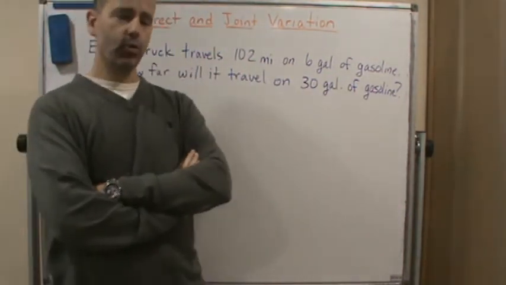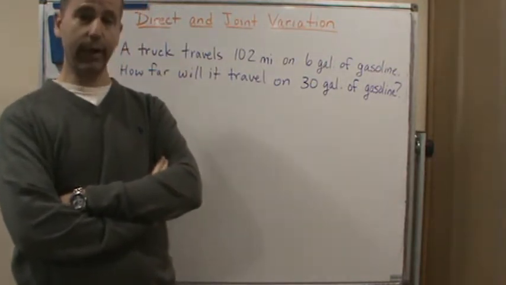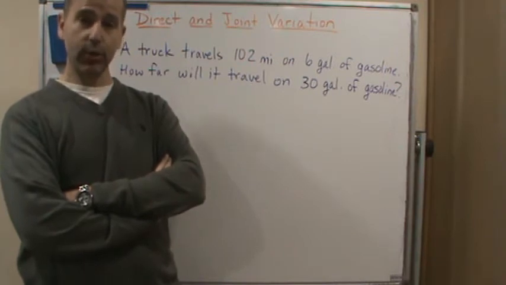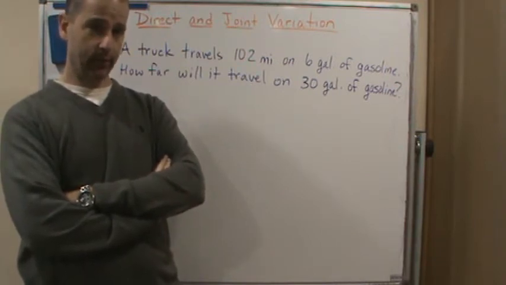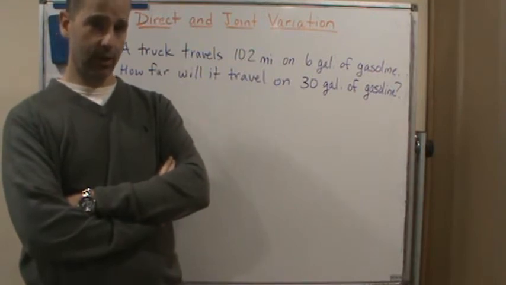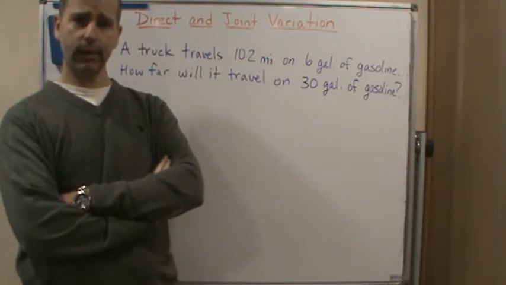Okay, so here's another example. Let me start by saying, let's read this problem and make sure that we understand what's going on. So again, what are we dealing with? We're dealing with direct variation. First of all, does this represent direct variation?